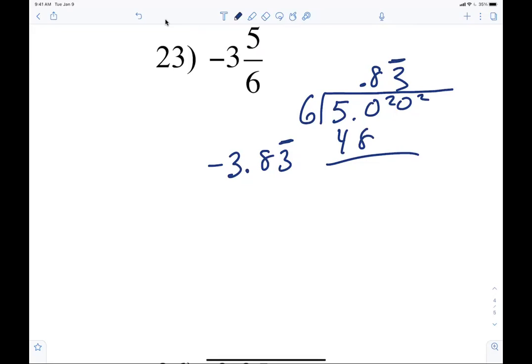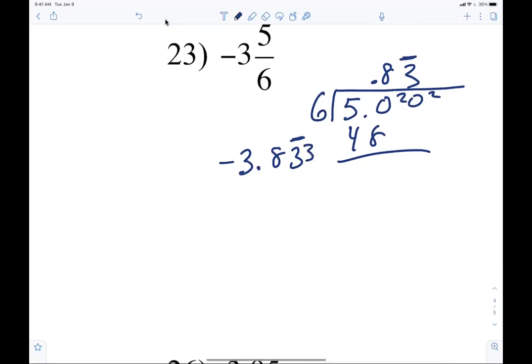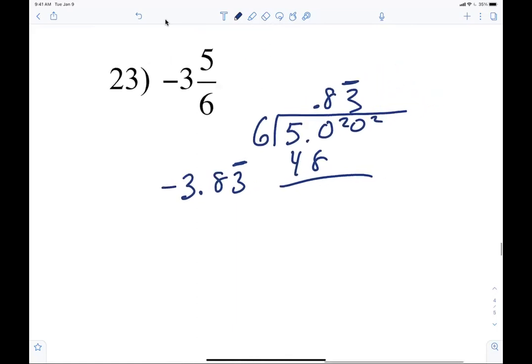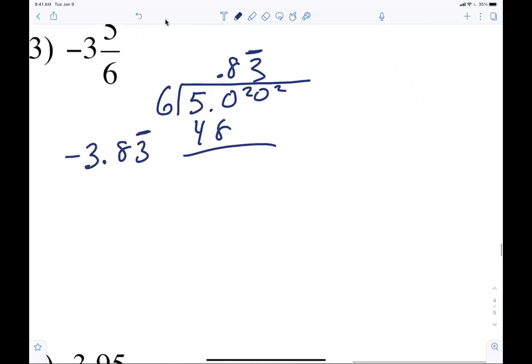Is 0.83 repeating the same as 0.833 repeating? Like if two 3s are repeating, is it the same as one 3 repeating? Yeah, but we just don't write it like that.